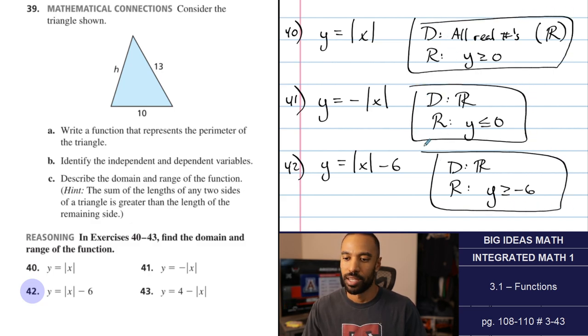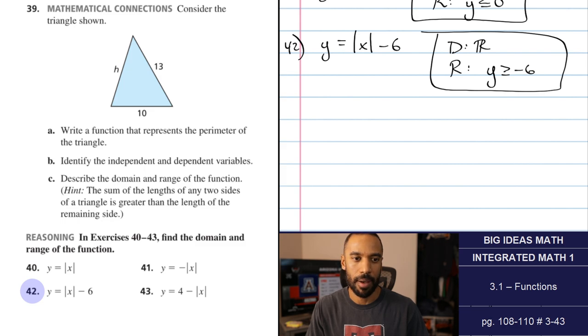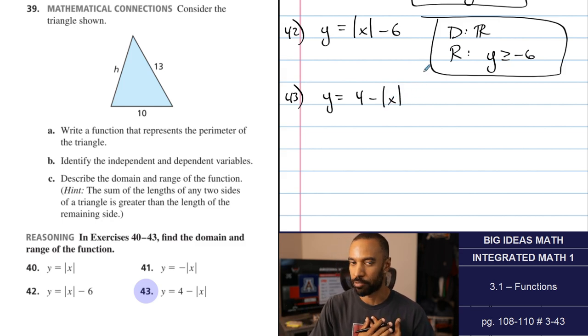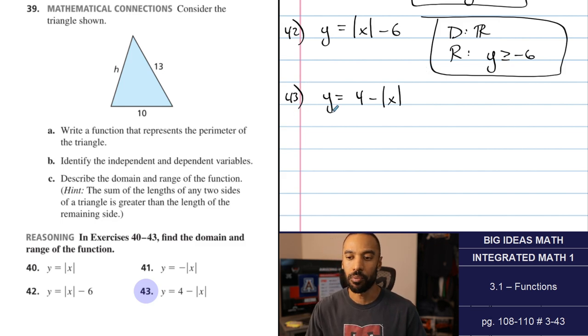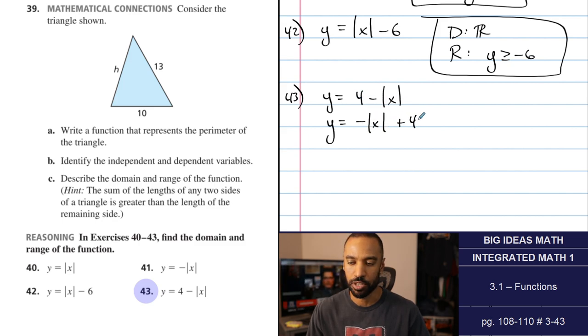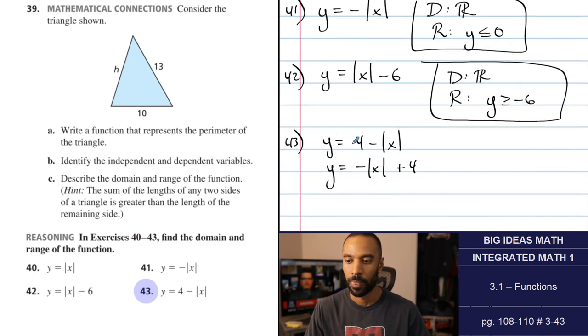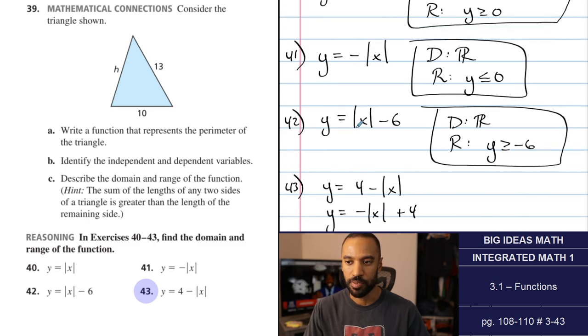The last one says y equals 4 minus the absolute value of x. That one's a little bit, I don't know if the word's tricky, but it is best if we maybe do a rewrite of this as my preference, just because we did number 41. If I rewrite these so that the absolute value of x, which is negative, by the way, is written first, and then I have 4 is positive, plus 4 after, this can help connect it to 41, just like 42 connected to 40. Because this is the opposite of the absolute value of x, it's going to be like this one, where y has to be less than or equal to something.